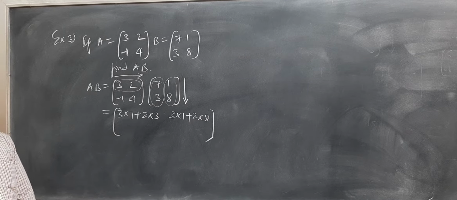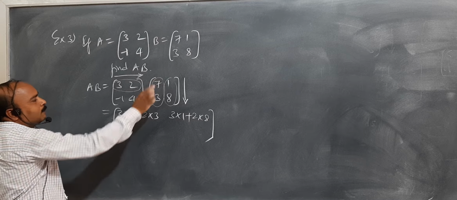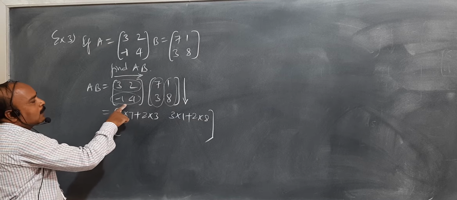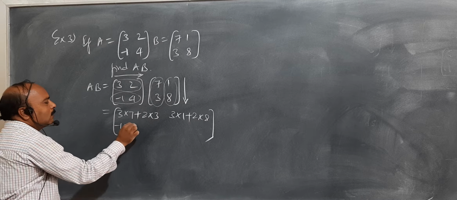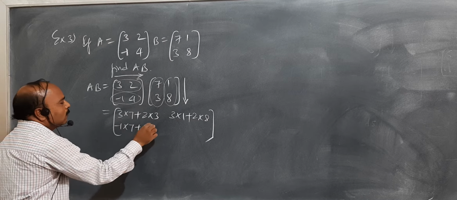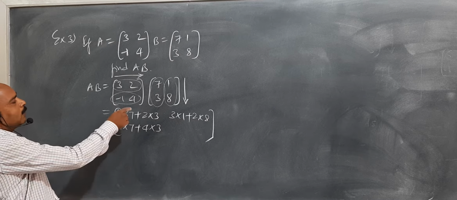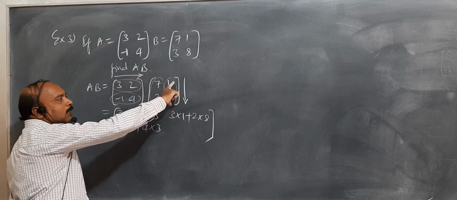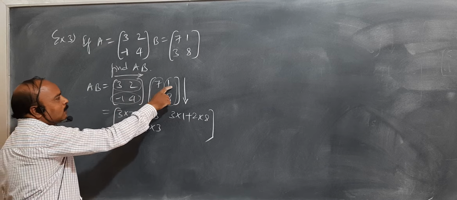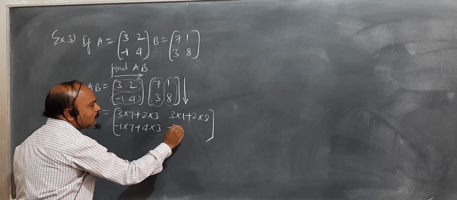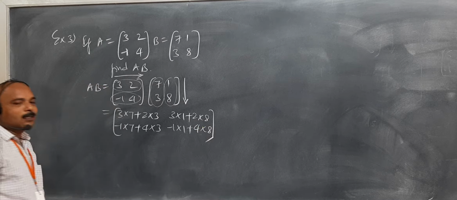It is the second element. Similarly, the second row multiplied with the first column, that is minus 1 and 7 is there. Minus 1 into 7 plus 4 into 3. So it is second row, first column. Similarly, go for the last element, second row with second column. Here minus 1, 4 with 1, 8, that is minus 1 into 1 plus 4 into 8, 4 into 8.